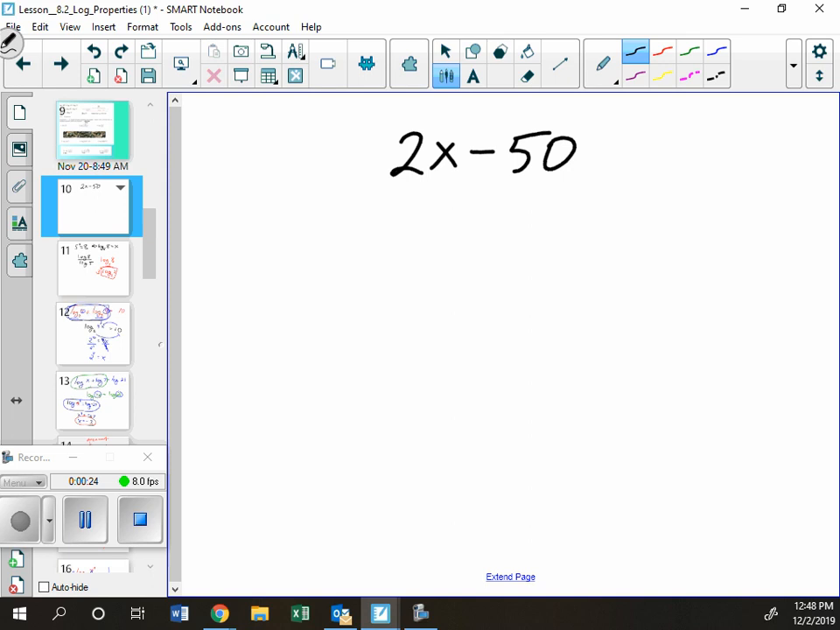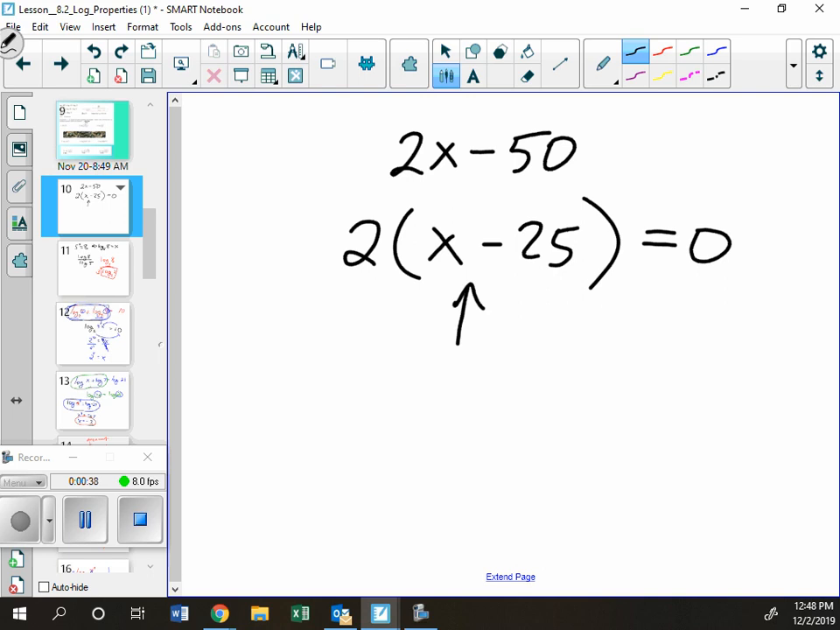Factor it. 2 comes out. What you got left? And if this was equal to 0, do you get there to only be one answer? And the answer is what? Put in what and you get 0? 25. There's only one answer and it's 25.